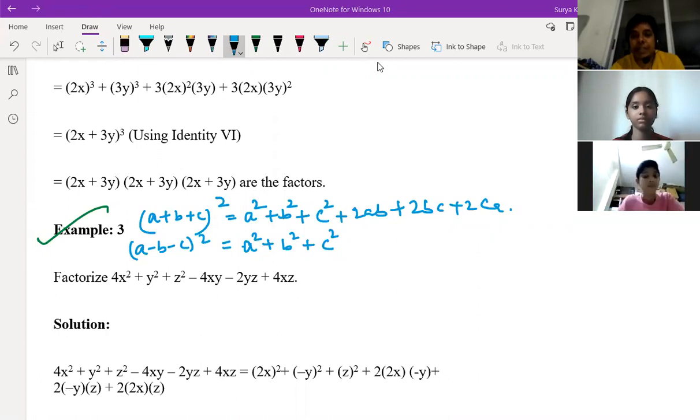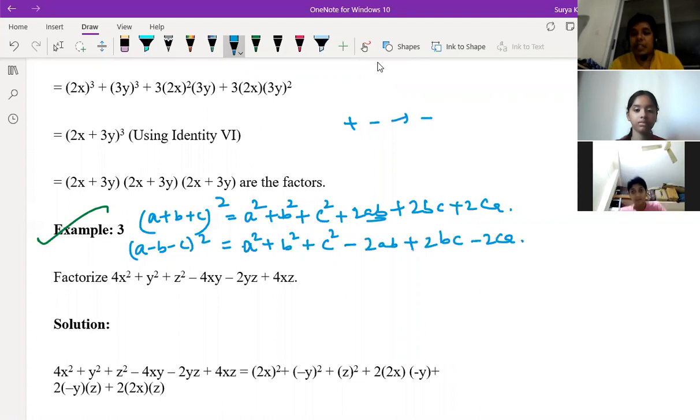But now here ab is coming. So a is positive, b is negative, so plus minus, right? Minus 2ab plus 2bc and minus 2ca. You understood this part, why minus is coming over here? Why are we writing minus and here also minus?